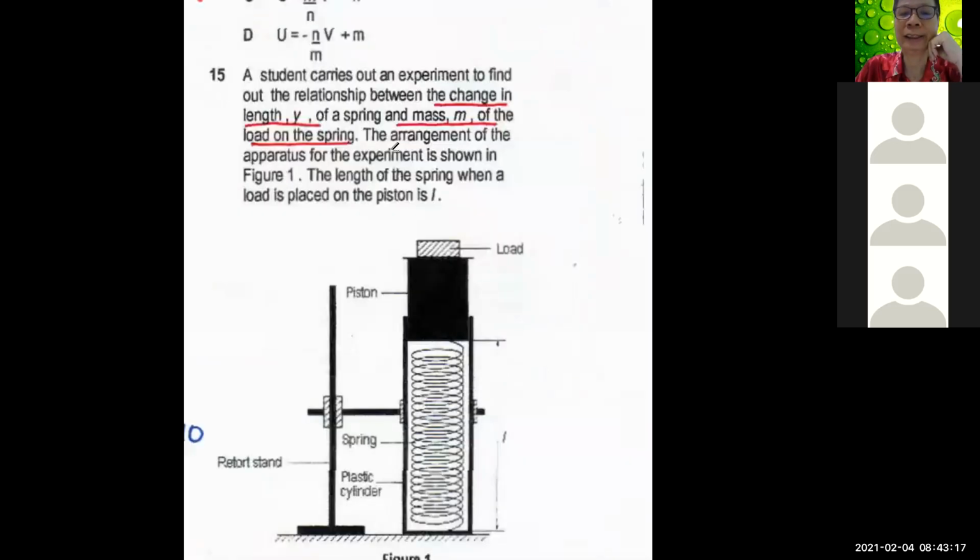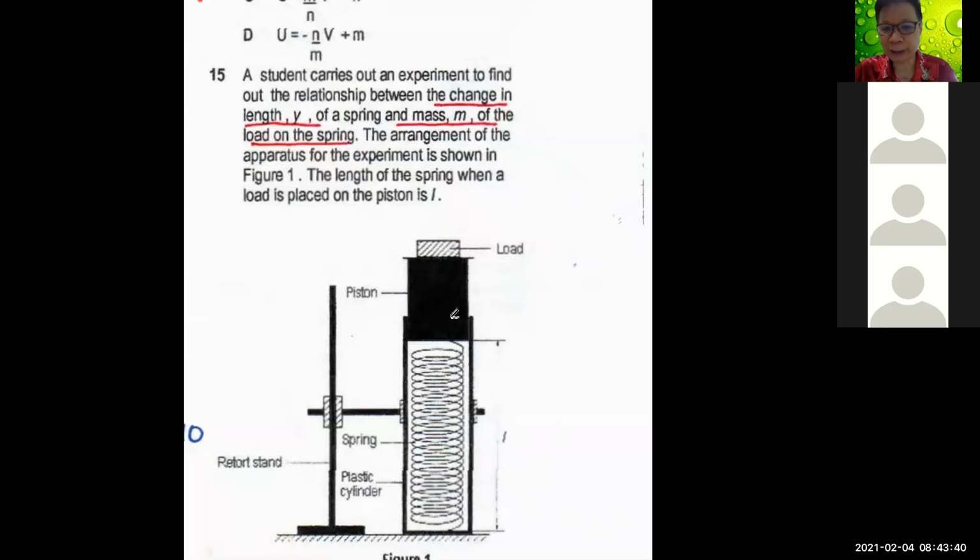All right, in this question, a student carries out an experiment to find out the relationship between the change in the length of the spring and the mass of the load.